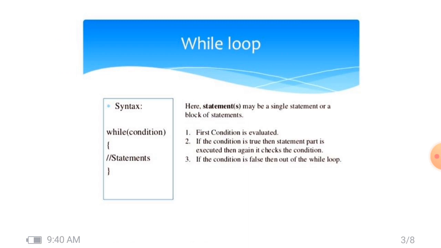Next, firstly we will discuss the while loop, and its syntax. While, in brackets the condition, then open the curly brace, then write our code, and next close the curly brace. Here statement S means maybe a single statement or a block of statements. First the condition is evaluated. If the condition is true, then the statement part is executed. Then again we check the condition. If the condition is false, then we come out of the while loop. This is the syntax or main definition of the while loop.